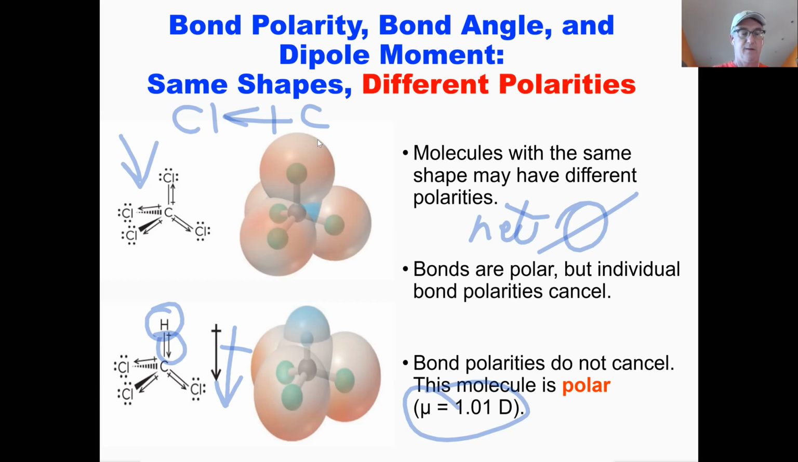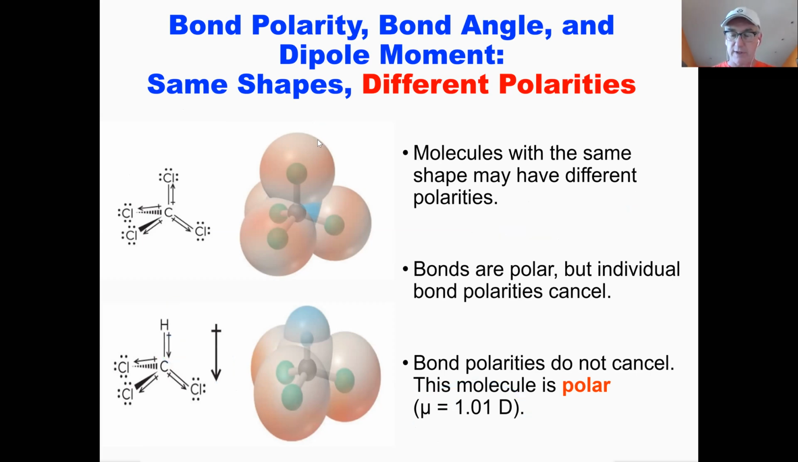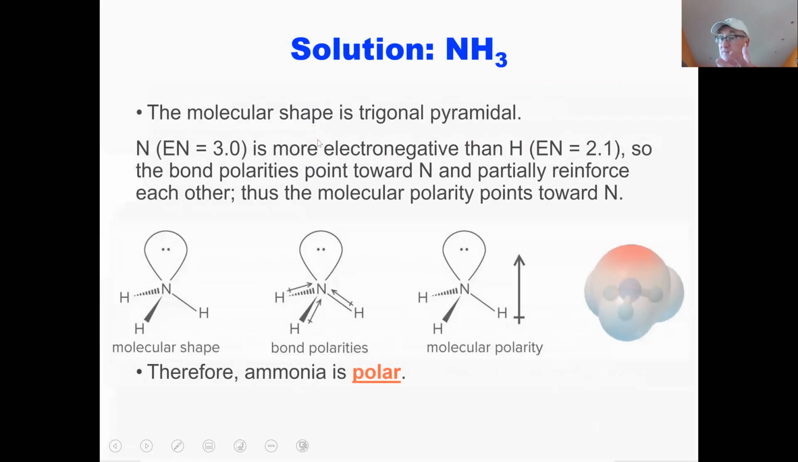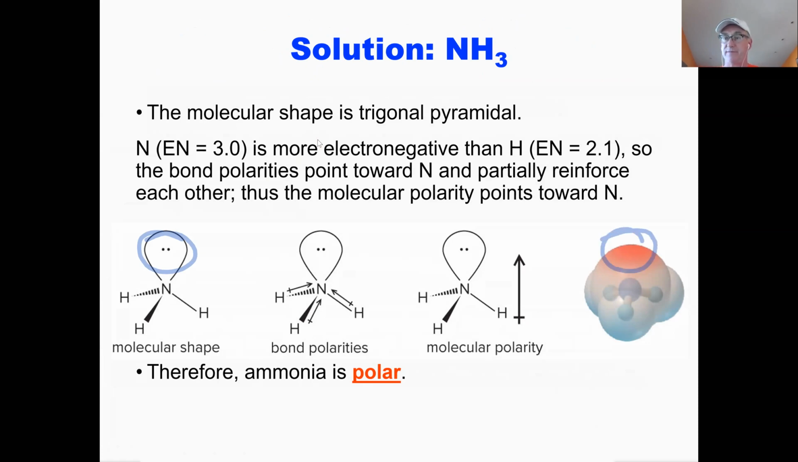Okay. So I just want to do one of these questions. Ammonia we've done before. Ammonia we've seen is polar because it has this lone pair at the top and hydrogens at the bottom. And so all of the bond dipoles are pointing at nitrogen and up. And so this has more electron density on the top and less on the bottom. So ammonia is super, super polar.